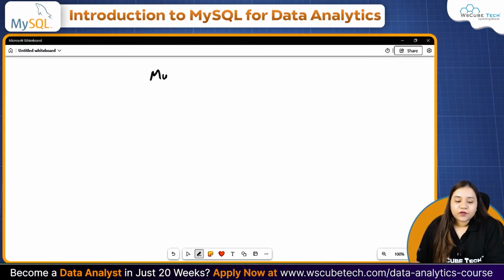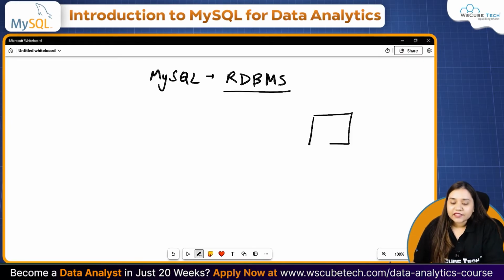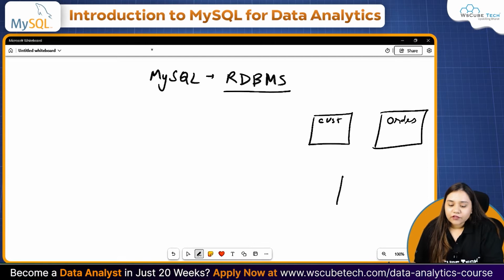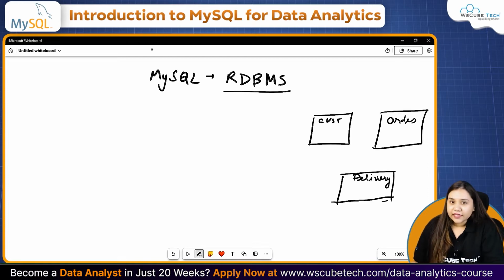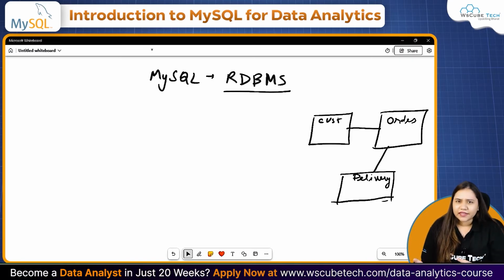As I said, we are going to talk about MySQL, which is nothing but a kind of RDBMS. RDBMS stands for Relational Database Management System, where we can create tables. These tables are of customer data, these tables are of our orders, or even of our delivery. In each of these tables, there is something in common which connects these tables together, and we can retrieve the data from multiple tables at a single time by writing a single query. This is what RDBMS stands for.